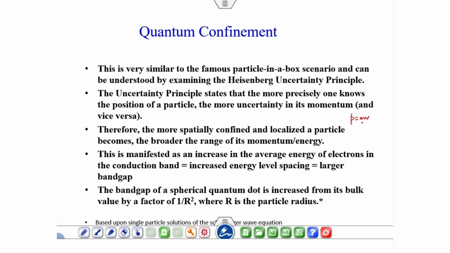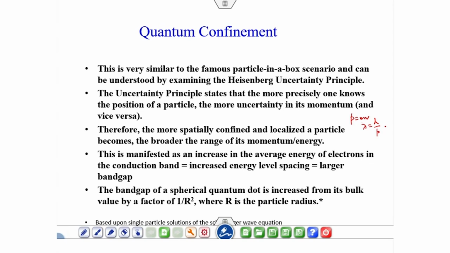And P is related to the wavelength of the particle by de Broglie's equation, right? That is lambda is equal to h by P. So, therefore, the more you spatially confine and localize a particle, the broader will be the momentum or energy. That is right. Broader means what? The breadth of the momentum energy will be much larger.